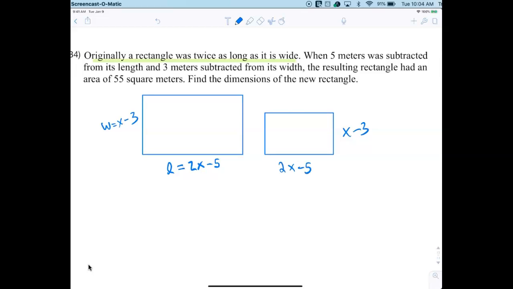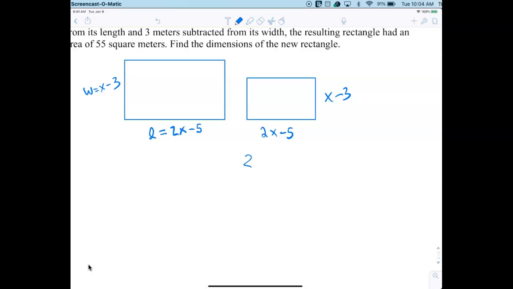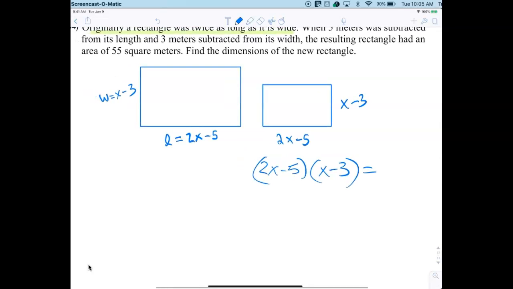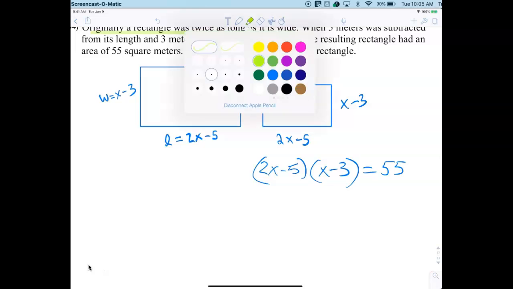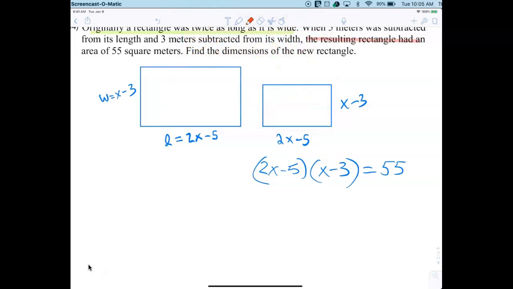Now, how do I find the area of that rectangle? Come on, some of you are daydreaming. How do I find the area of that rectangle? You multiply the two together. So we're going to do 2x minus 5 times x minus 3. Everybody good with that? And then that equals what? That equals 55. Now, how do I know it's equal to 55? Because that's what it says. The resulting rectangle had an area of 55 square meters.